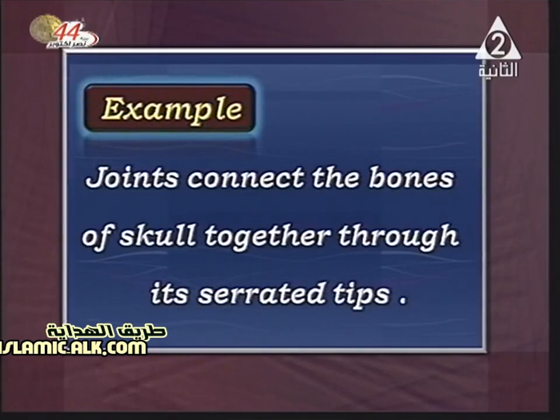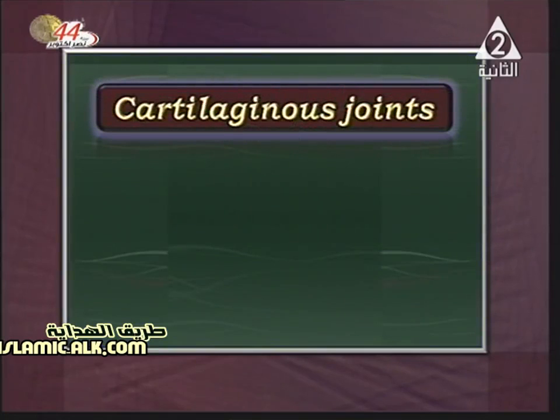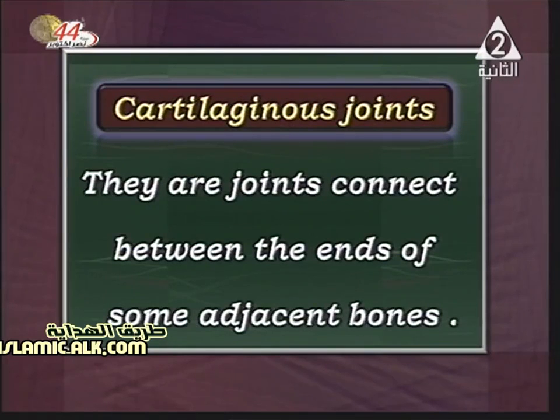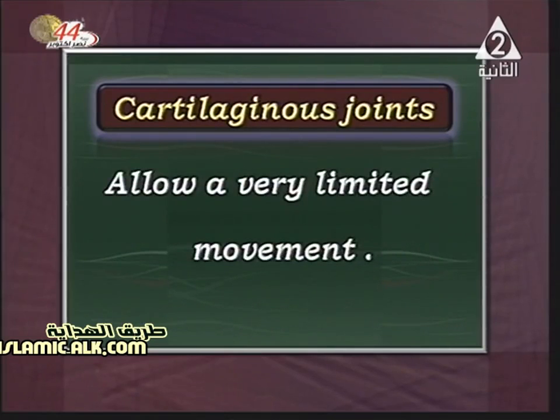Example: joints connect the bones of the skull together through the serrated tips. They don't allow any movement, and this is a type of fibrous joint. What about the cartilaginous joint? The second type is the cartilaginous joint. They connect the ends of adjacent bones. Adjacent means they are near or very close to each other. They allow very limited movement.